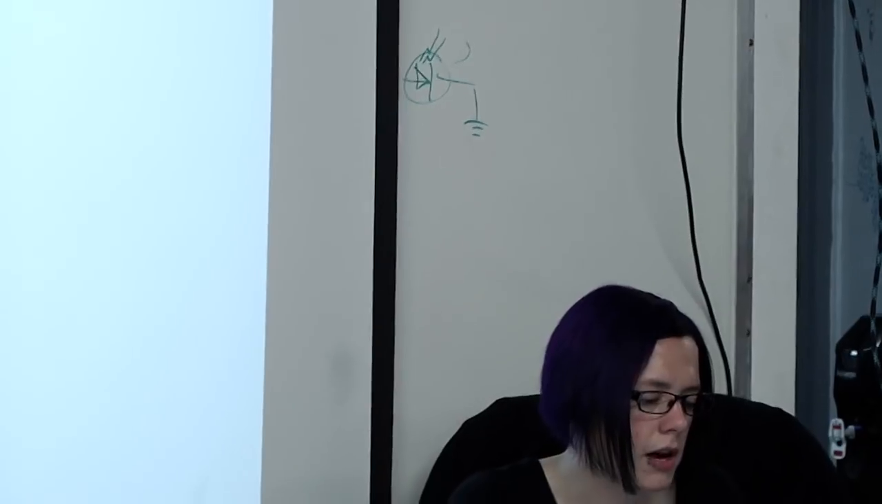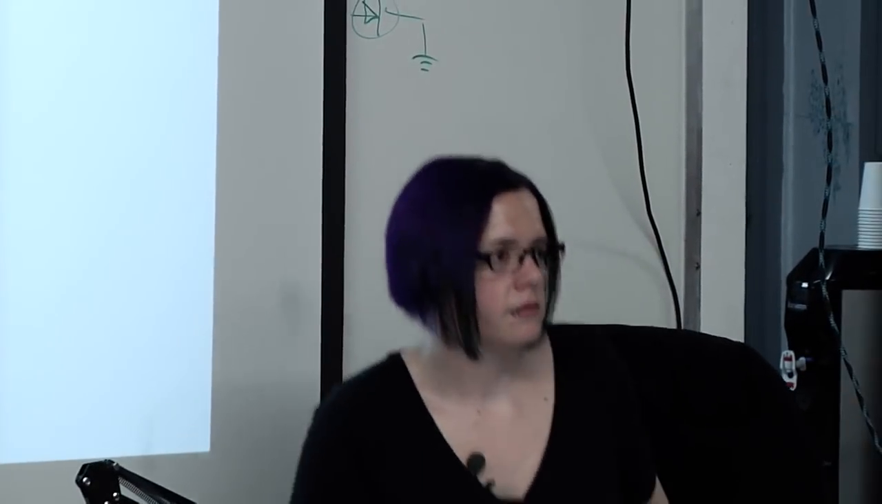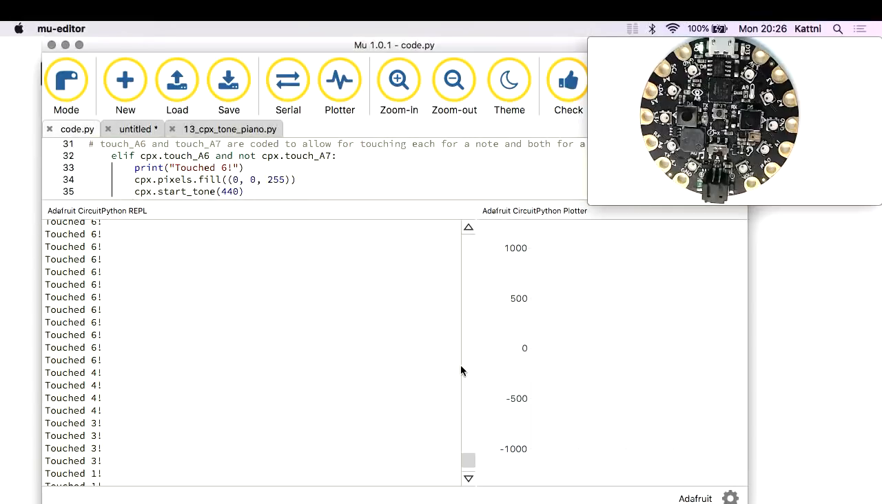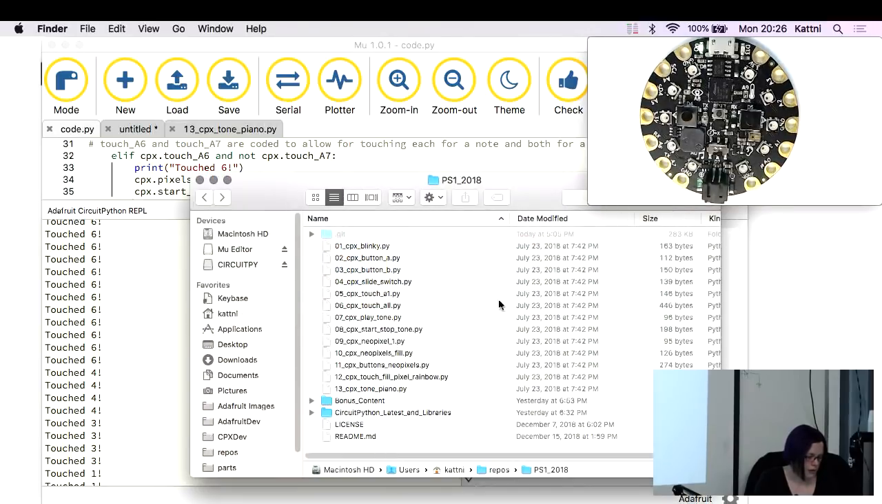But the thing is, Mu has a plotter, which I did not have. I could run some code real quick now that I think about it. Hold on, let me pull something up.